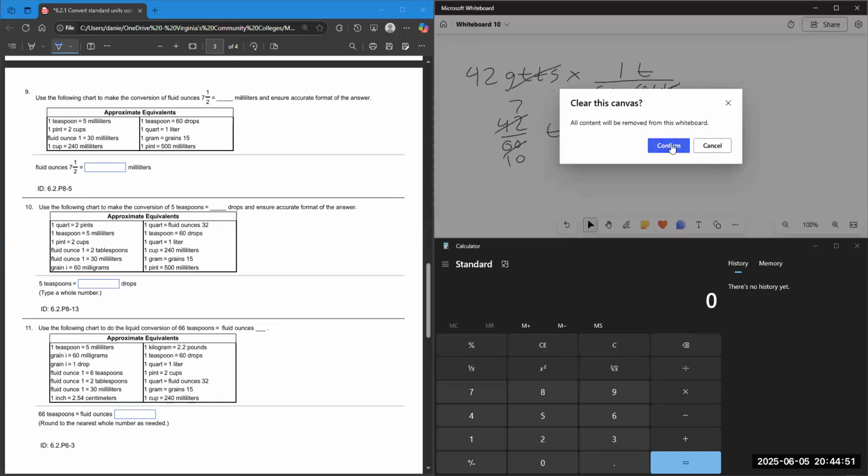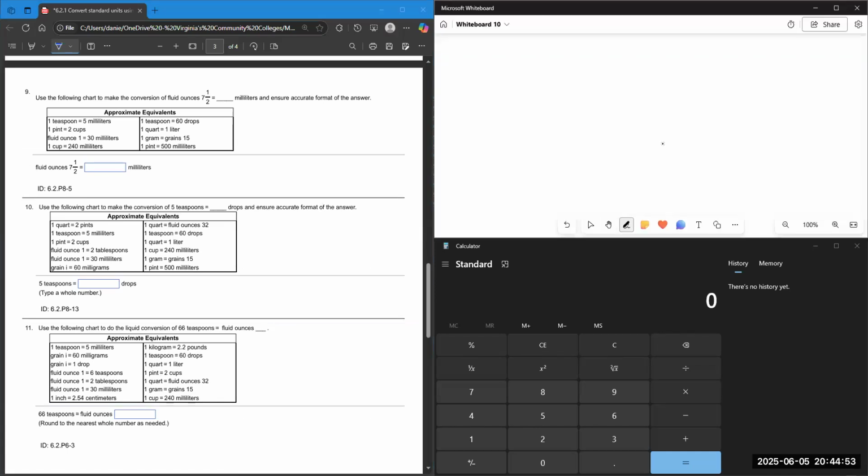Now we're on number 9. 7 1/2 fluid ounces times 30 milliliters in 1 fluid ounce. Fluid ounces will cancel. This is 15/2 times 30. 2 goes into 30 15 times. 15 times 15 is 225.